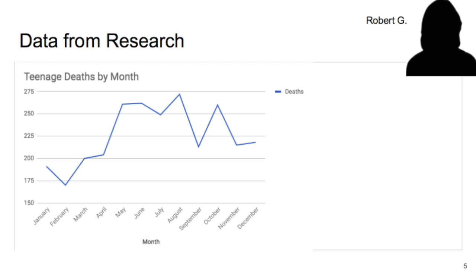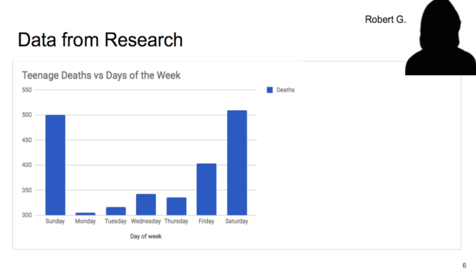From this data set, we can see that deaths increase around May to September. This can be potentially explained by the fact that summer vacation for most students is around that time, and that could also lead to an increase in these numbers. Now, referencing the second data set, as most would expect, the main number of deaths from teenagers mostly come during the weekend. Friday, not too bad, but Saturday and Sunday specifically have a tremendous increase in these deaths.